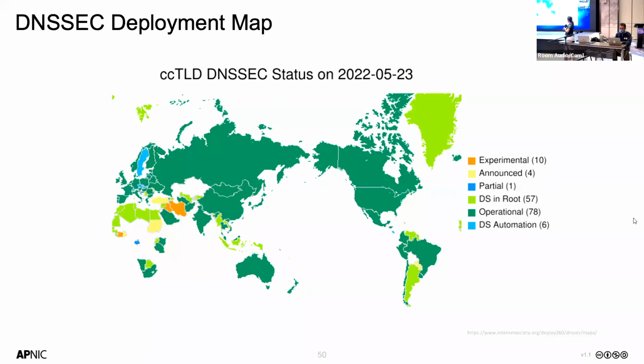From here, as of yesterday, this map is actually provided by the Internet Society. Most of them, 78 to be exact, are operational. Some are experimental, some are partial. But where is Thailand? I think Thailand should be signed. And it is true. I was actually verifying that yesterday morning when I was preparing this presentation. Do a simple dig query, right? Dig at localhost.